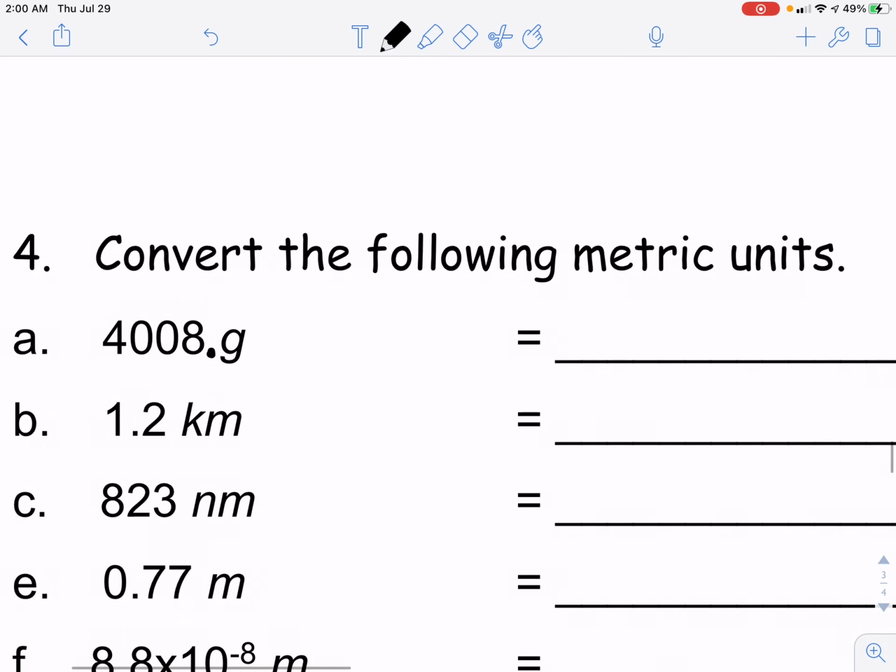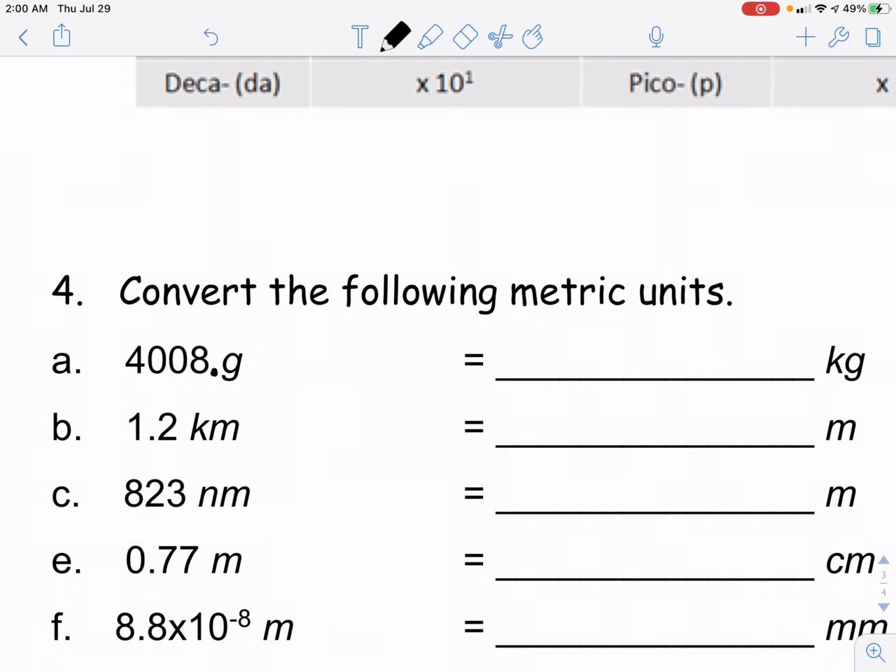If you don't see it, it's assumed to be at the end of the number. And we're going to move it over 1, 2, 3 places to the left. And 4,008 grams now becomes 4.008 kilograms. Notice the digits did not change. The only thing that changed was the point, the decimal place.